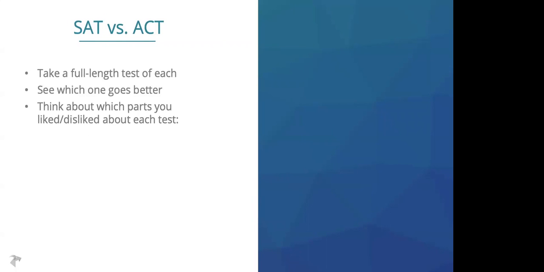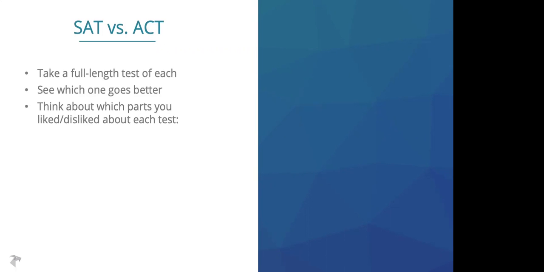So how do you decide between the SAT and the ACT? Many schools accept both the SAT and ACT. So how does a student choose which test to focus on? One great thing to do is take a full-length practice test for each and see which one, if any, goes better. And think about what parts you liked and disliked about each test.